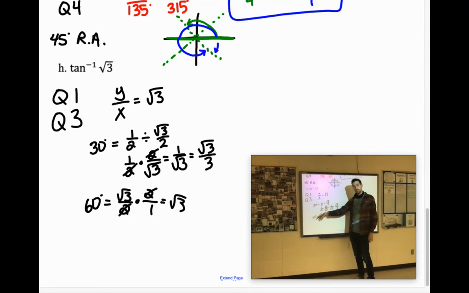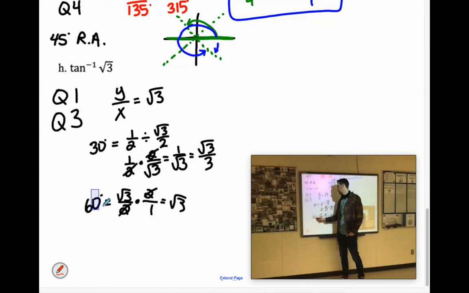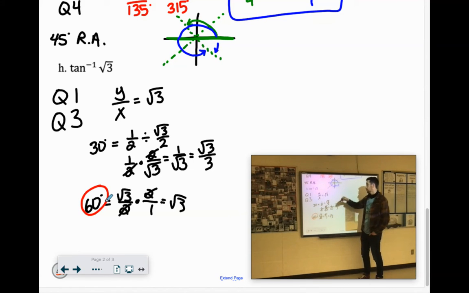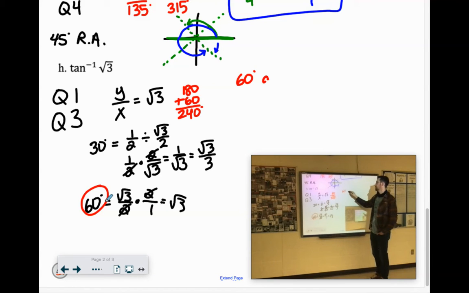The 60-degree reference angle tangent came out to root 3. So it's got to be a 60-degree reference angle in quadrant 1 and quadrant 3. So for quadrant 1, that angle would just be 60 degrees. Quadrant 3, we'd have to add it to 180, which would give us 240 degrees.